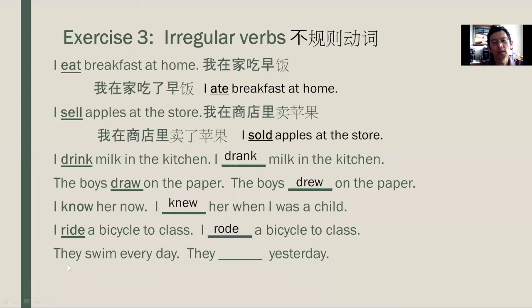The last one, they swim every day. They swam yesterday. How did you do? These irregular verbs are not that hard. And like I said, you really need to memorize them to understand and speak English.